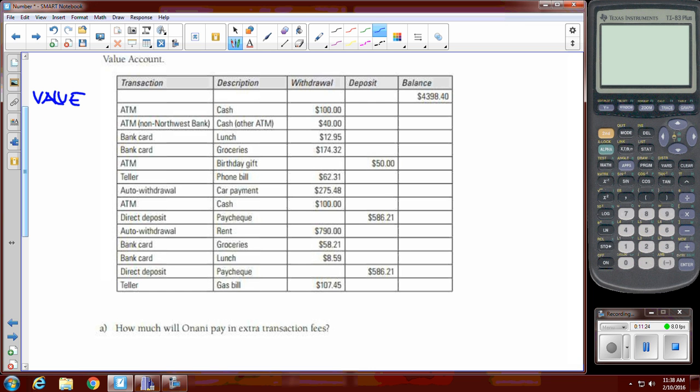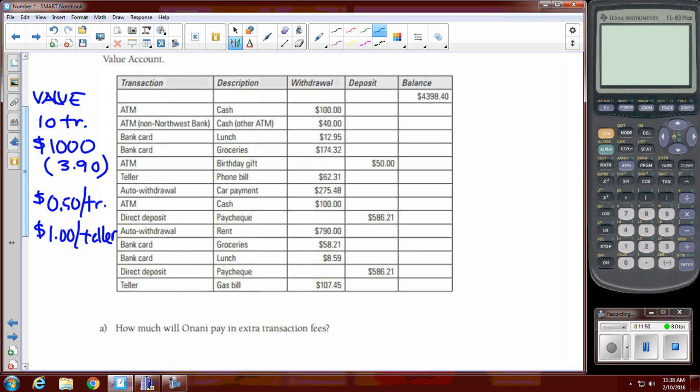So just a rundown, the value account, he was allowed 10 transactions. He had to keep $1,000 in that account, and if he didn't, they'd charge him $3.90. And he has to pay 50 cents per self-serve transaction he goes over, and I believe it was $1 for each time he sees a teller. So we have to go through and think, how much is he actually going to pay in extra transaction fees?